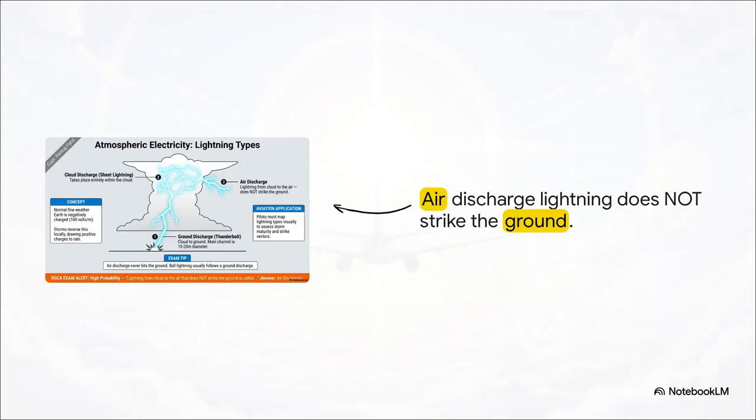Okay, let's talk about severe atmospheric electricity. During a storm, local electrical charges reverse, which draws positive charges to the rain. We map 3 types of lightning to visually assess storm maturity. Ground discharge, which is a thunderbolt, hits the earth. Cloud discharge, or sheet lightning, stays entirely within the cloud. And air discharge goes from the cloud out into the air. The crucial exam tip here: air discharge lightning never, ever strikes the ground.